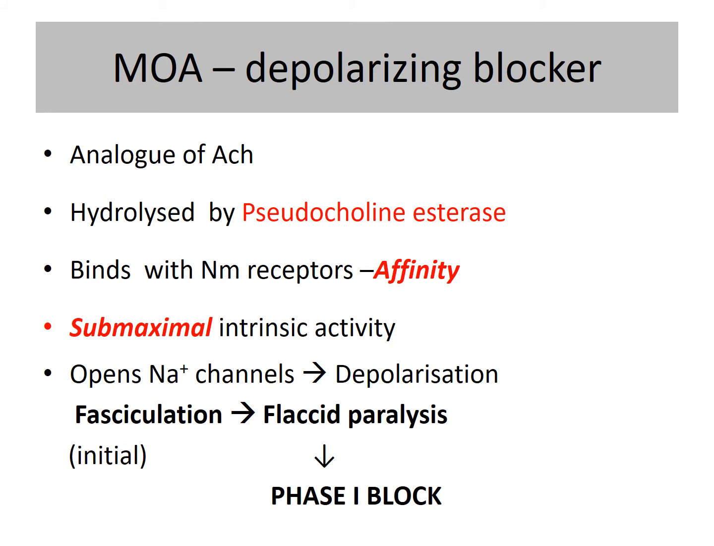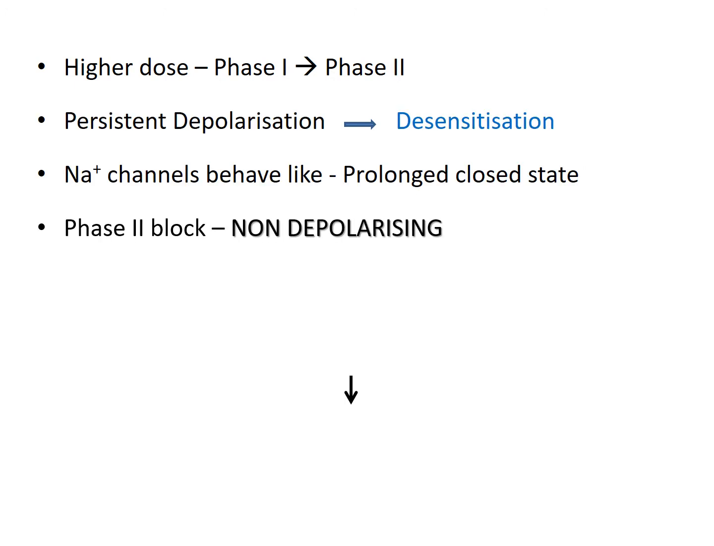By their submaximal intrinsic activity, they open the sodium channel, which leads to depolarization. That's why they are known as depolarizing blockers, and this leads to muscle fasciculation initially, and then further leads to flaccid paralysis. The paralysis produced by the depolarizing blockers can be divided into phase 1 as well as phase 2. Phase 2 is seen in high doses. That means if you are giving a high dose of depolarizing blockers continuously, it leads to phase 2.